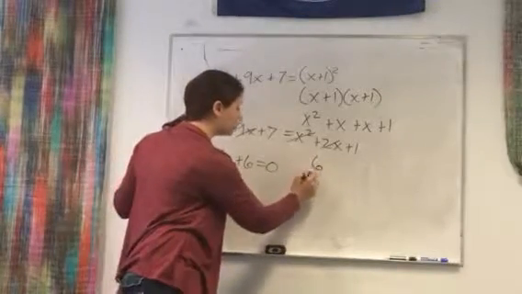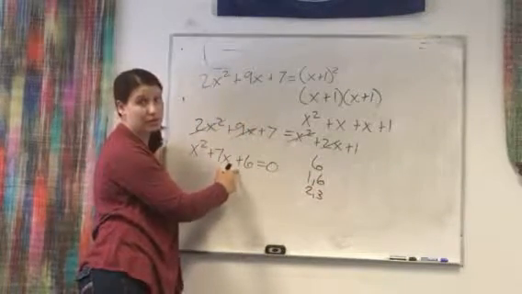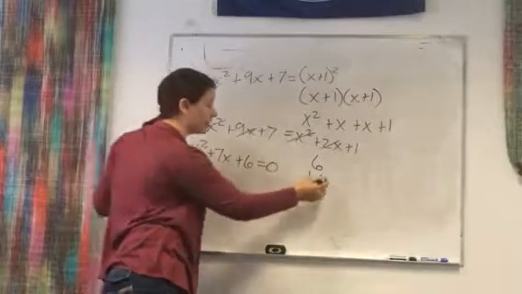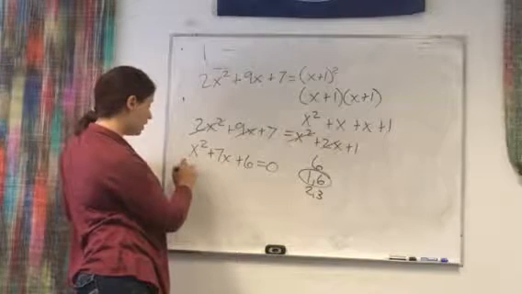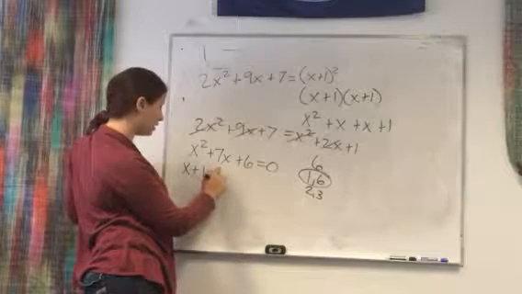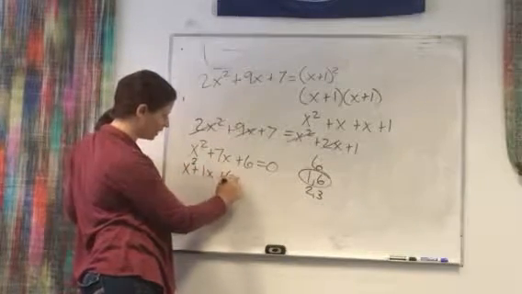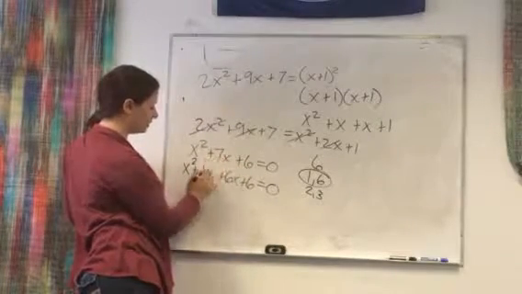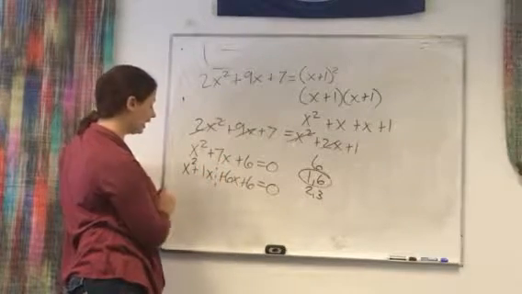So we have 6, so 1 and 6, and 2 and 3, plus, so that means we need a sum of 7. So the only one with a sum of 7 is 1 and 6. So that means we have x squared plus 1x plus 6x plus 6 is equal to 0. So we just split the 7x into 1x and 6x. So then split it down the middle and group it.